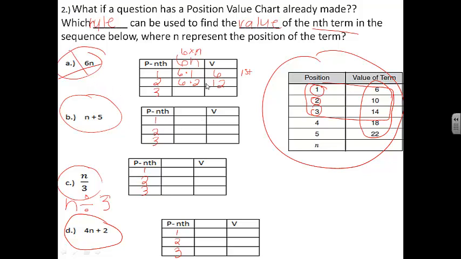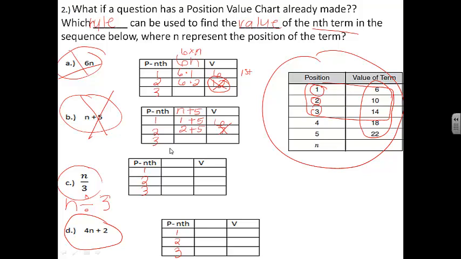Okay, notice how I stopped when I was wrong. So I'm stopping here because I'm wrong. Okay, let's do the next one. N plus 5 is my rule, and I'm going to get my values for the rule n plus 5 using my positions. Okay, 1 plus 5 is 6. That matches. 2 plus 5 is 7. Does that match 10? Nope. Just stop when you're wrong. So n plus 5 is not my right rule.